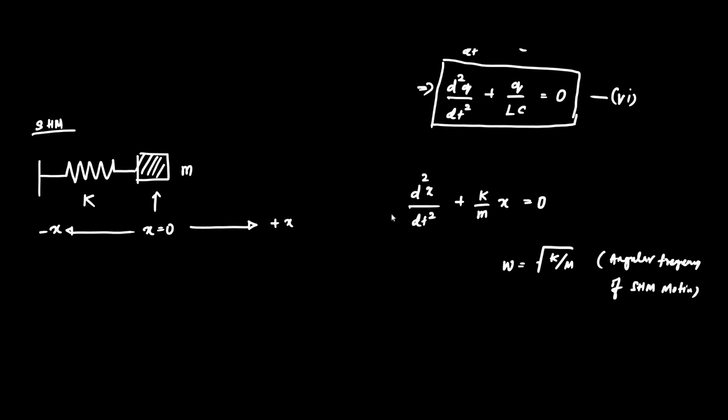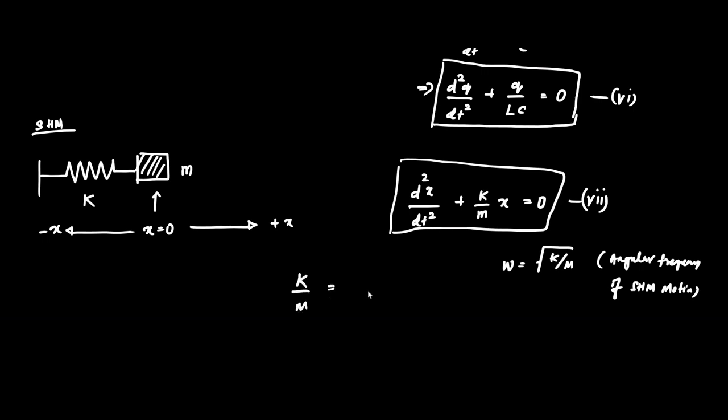Now if you compare this equation, let's call it equation number 7, with equation number 6, d square q by dt square plus q by LC is equal to 0, and here d square x by dt square plus k by m x is equal to 0, here the coefficient of q and here the coefficient of x. So here k by m is equal to 1 by LC. This is SHM motion. This is LC oscillation.